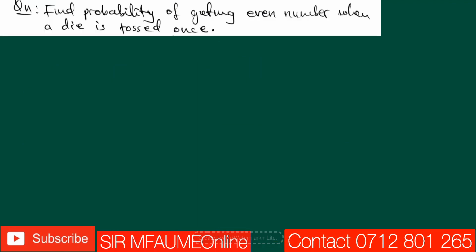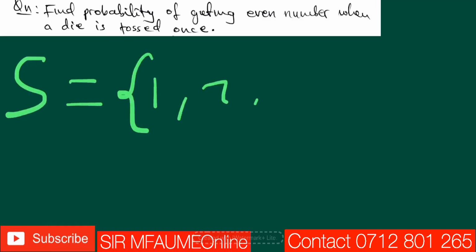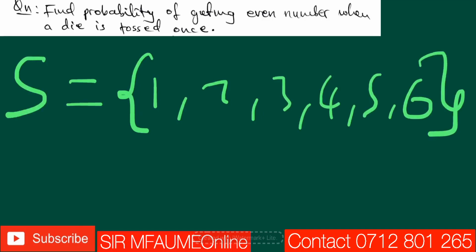For this question, we need to find the probability of getting an even number when a die is tossed. When you toss a die, you expect a number to appear, and we know that a die consists of integers from 1 up to 6. That's why the set of sample space will be the integers 1, 2, 3, 4, 5, 6.